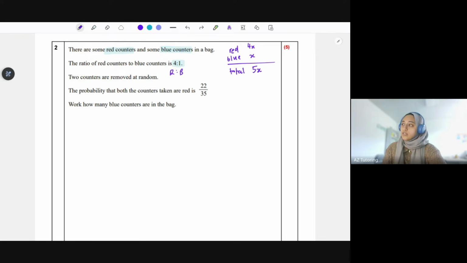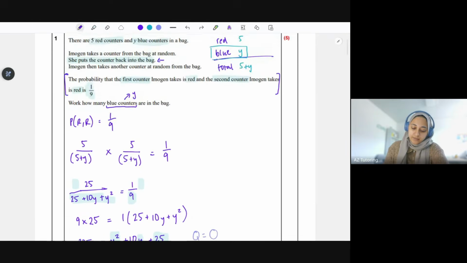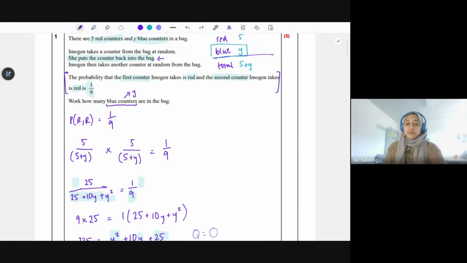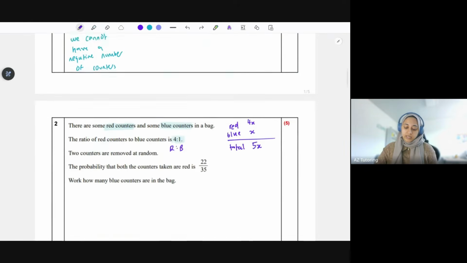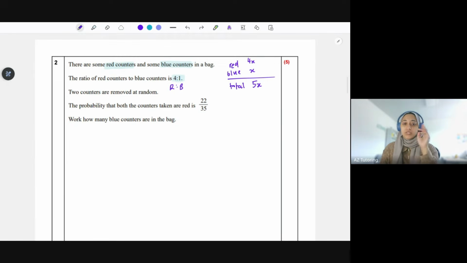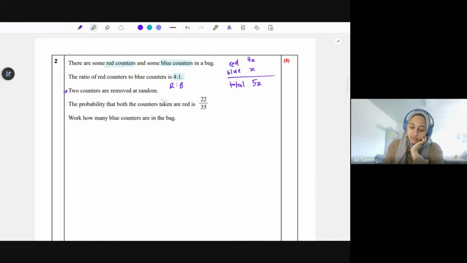Okay, so we've got 4x, x, and then 5x as the total. It says 2 counters are removed at random. So notice how they said that it's not being replaced. Just like in the last question, it said Imogen put the counter back into the bag. In this case, the counter is not put back into the bag, so the second probability will be different. Because there's going to be 2 counters removed, the probability that both counters are red is 22 out of 35.